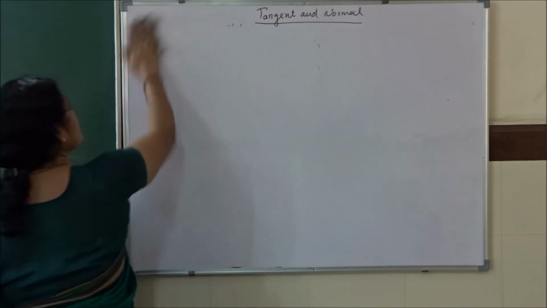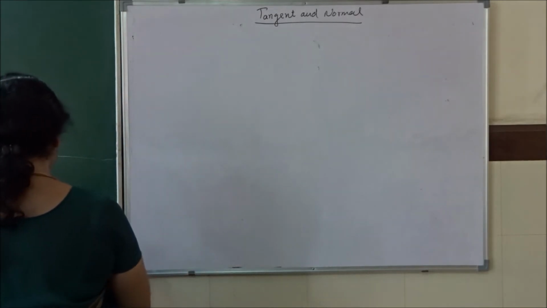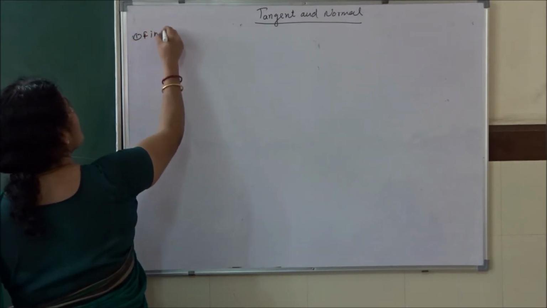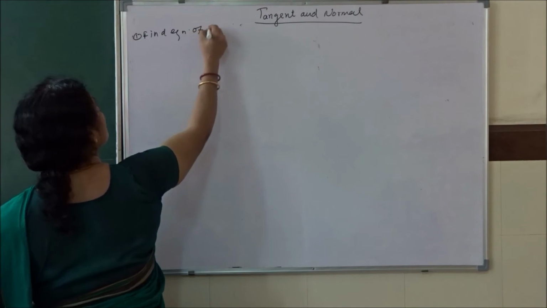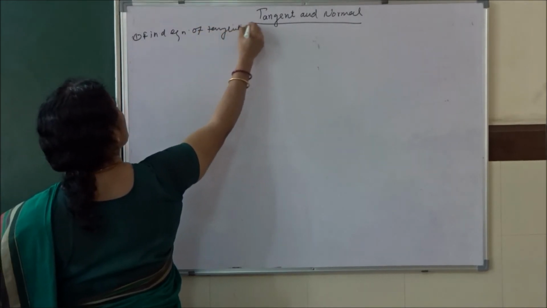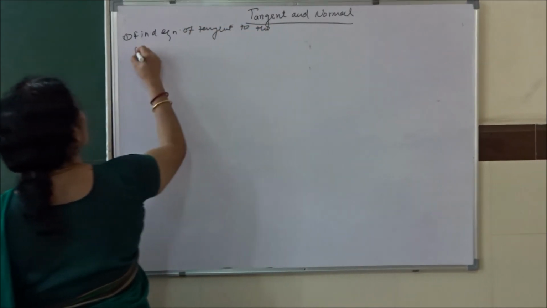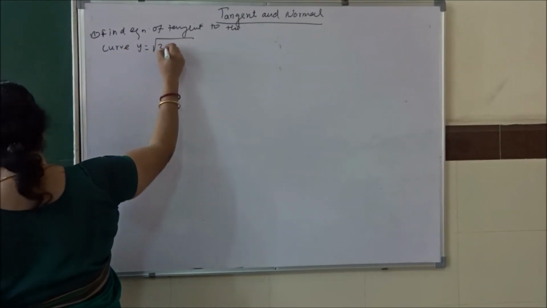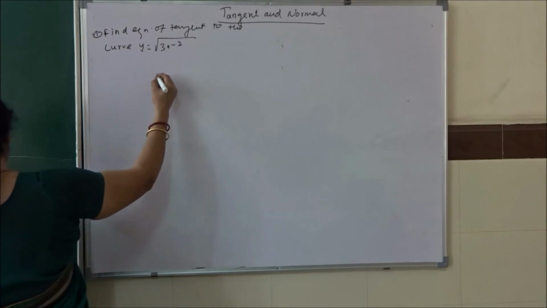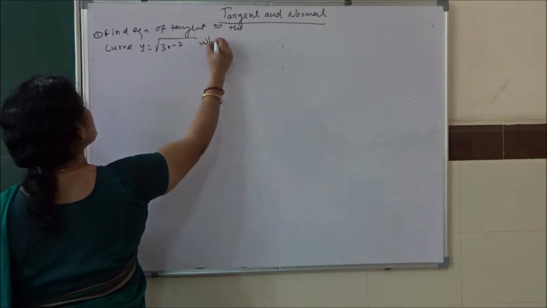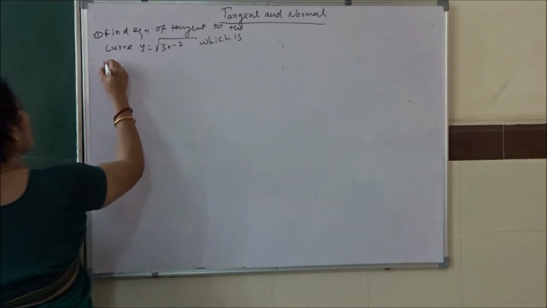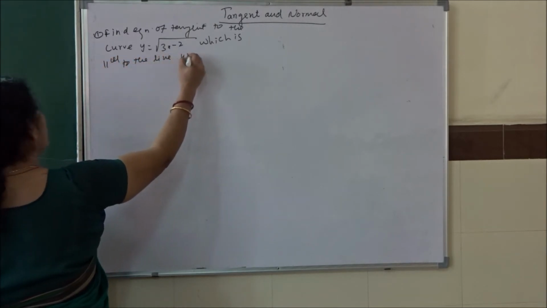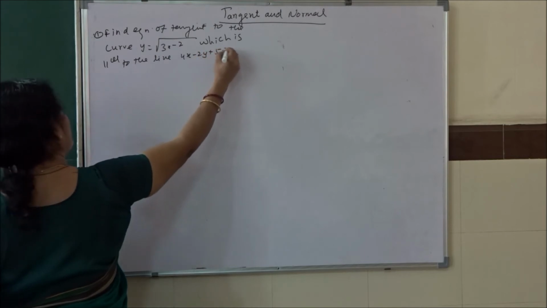Okay, now let us find the equation of tangent. Find the equation of tangent to the curve y equal to under root of 3x minus 2, which is parallel to the line 4x minus 2y plus 5 equal to 0.